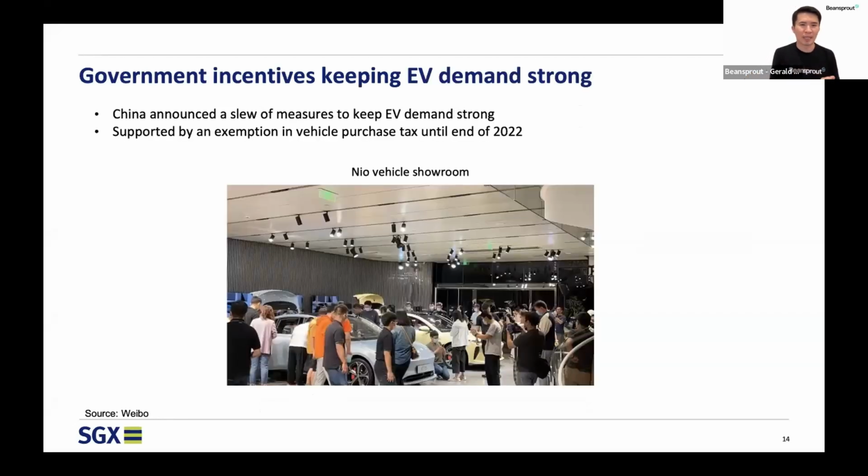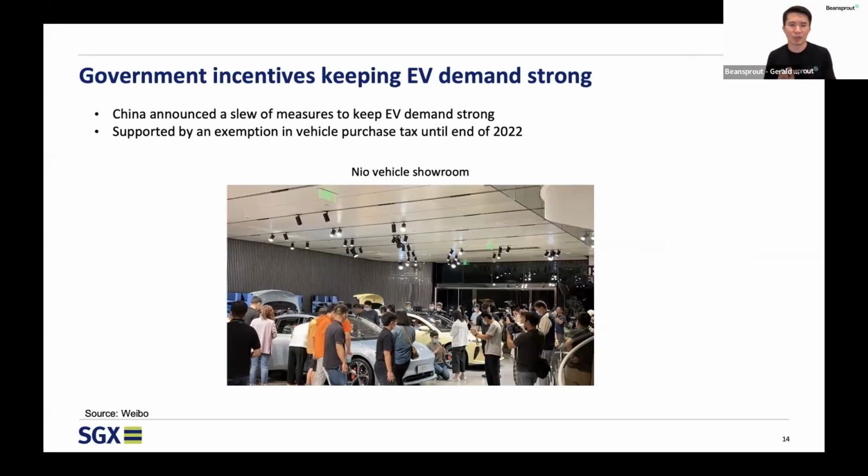So we talked about the supply side earlier, how the semiconductor shortage has impacted the production. Now we look at the demand side. The demand has actually been very strong. This is a picture taken from one of the showrooms for NIO. What we see is that there are a lot of consumers that are still keen to buy electric vehicles. But the lead time for the delivery of the vehicle is taking a long time. At the same time, they may not be able to find the model that they want because of all the supply chain constraints that we discussed earlier.